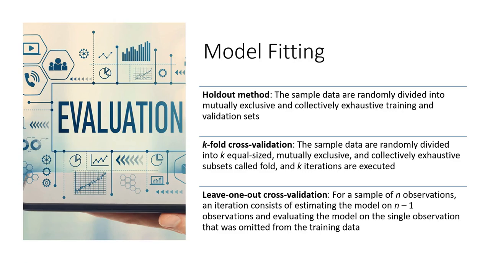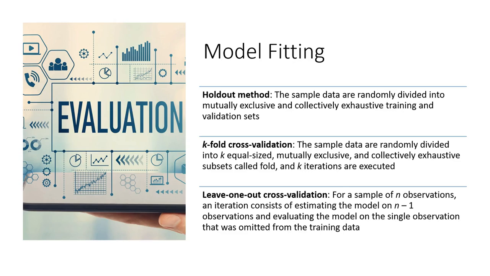K-fold cross-validation is where you take a sample of your data randomly divided into however many groups that you want to be. So K equally sized. Once again, mutually exclusive, collectively exhaustive. So only in one group, and everyone's got to be in a group. And we call these folds, and we end up with however many iterations of our evaluation of your model based on however many folds you have.